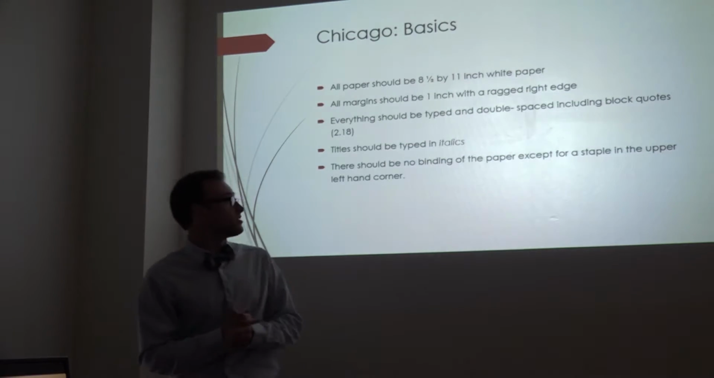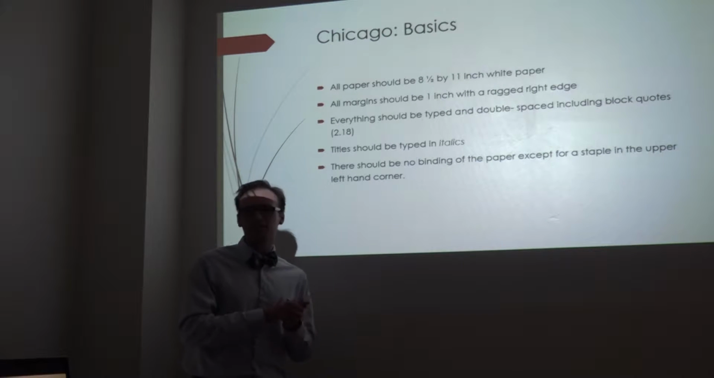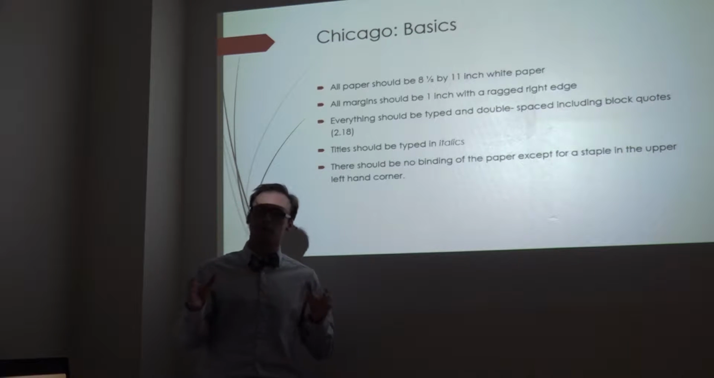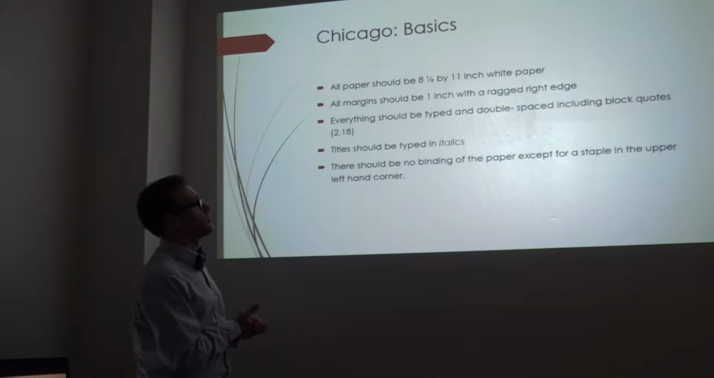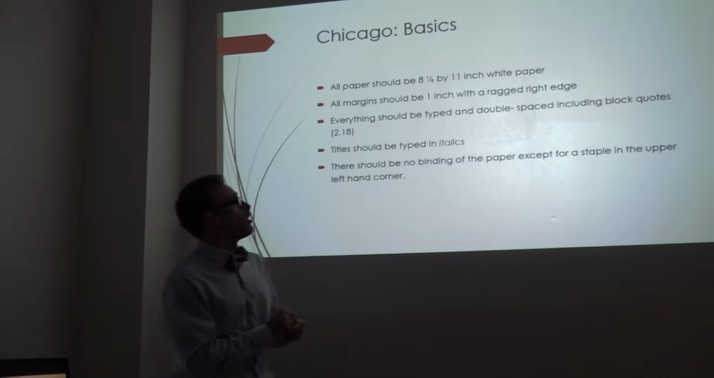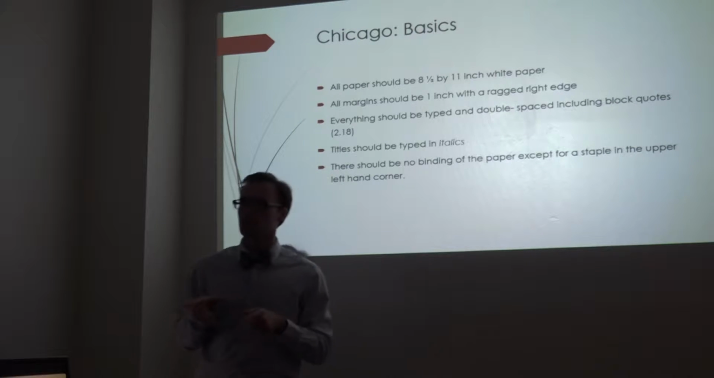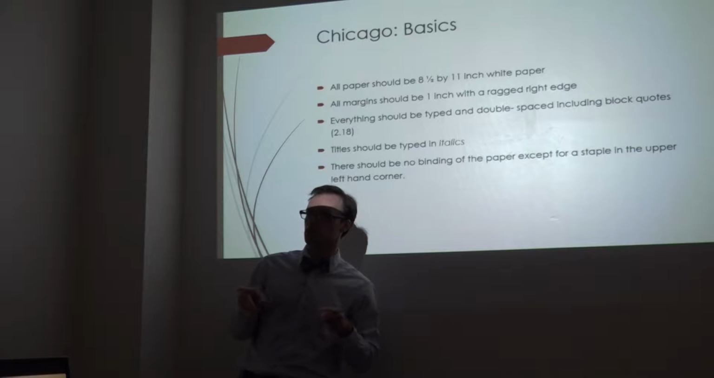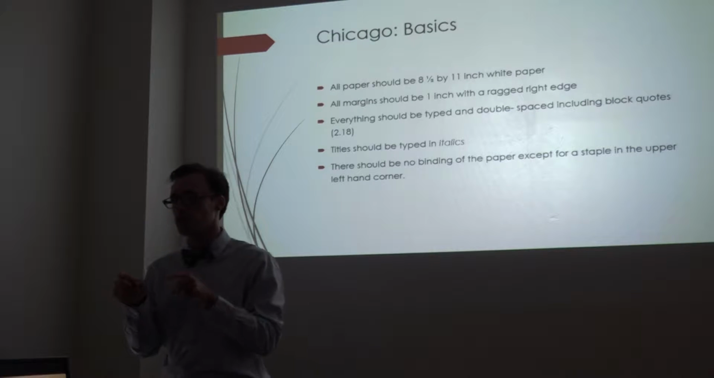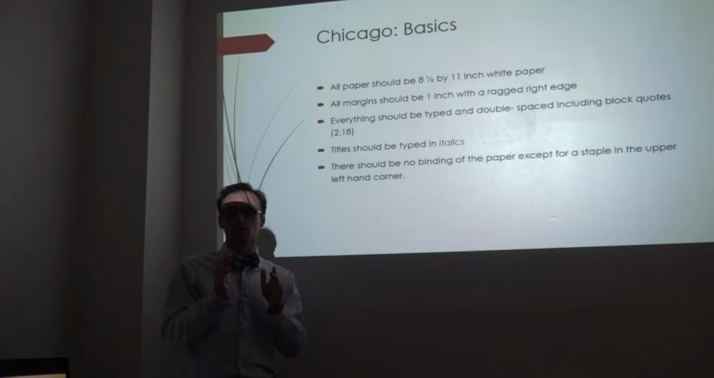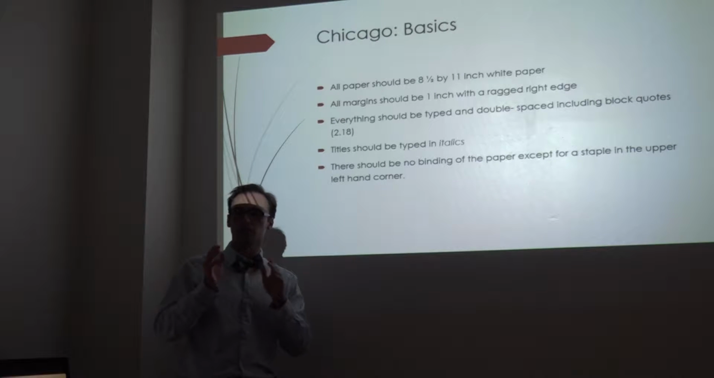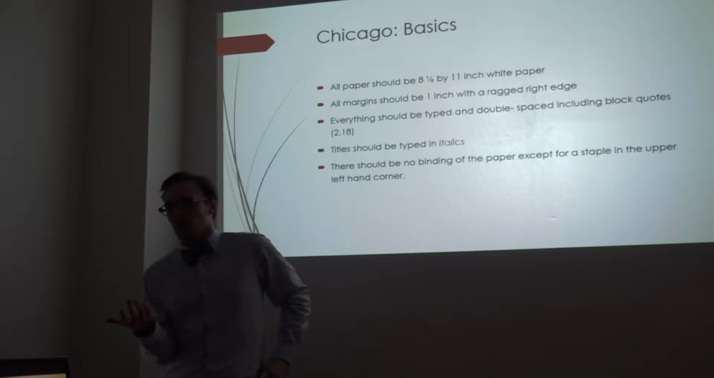So Chicago basics. A lot of this is pretty standard across other types of citation styles, but keep in mind, again, standard size paper, 8.5 by 11. Now, all margins are 1 inch. Now, when you're doing your dissertation, make sure you follow the Dissertation Manual, which states that on the left-hand side, it's going to be, I think, 1.5 inches because of binding issues. So, just keep that in mind.